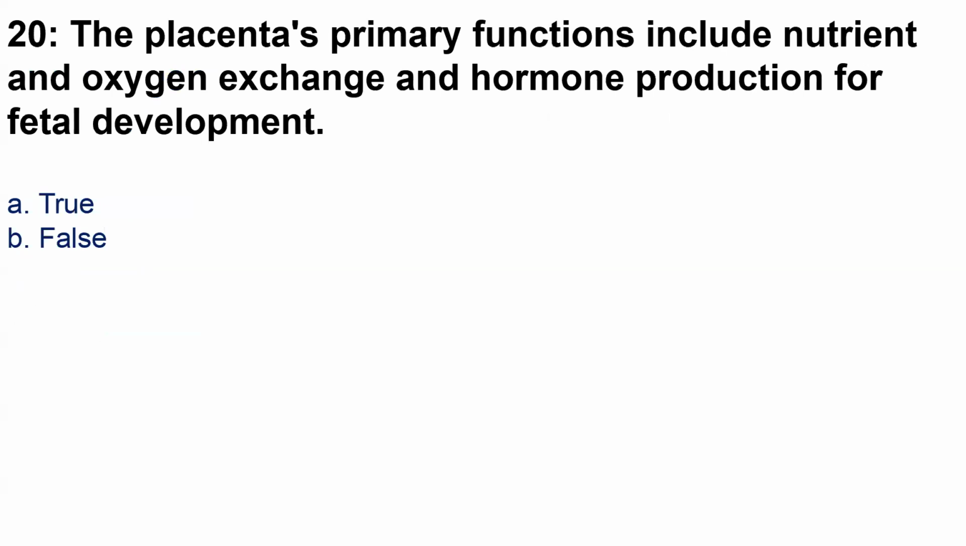Question 20. The placenta's primary functions include nutrient and oxygen exchange and hormone production for fetal development. A. True, B. False. The answer is A. True.